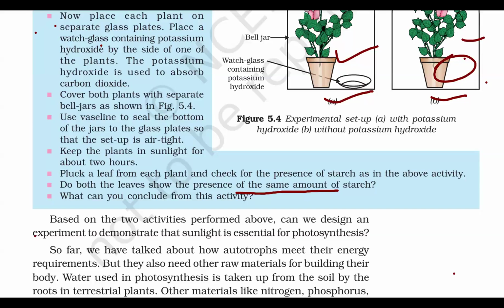Clear? While you are putting this in the sunlight for 2 hours, photosynthesis is going to take place in both the cases, but part A will be deficient in carbon dioxide. So the starch which is produced is less in quantity in comparison to part B.